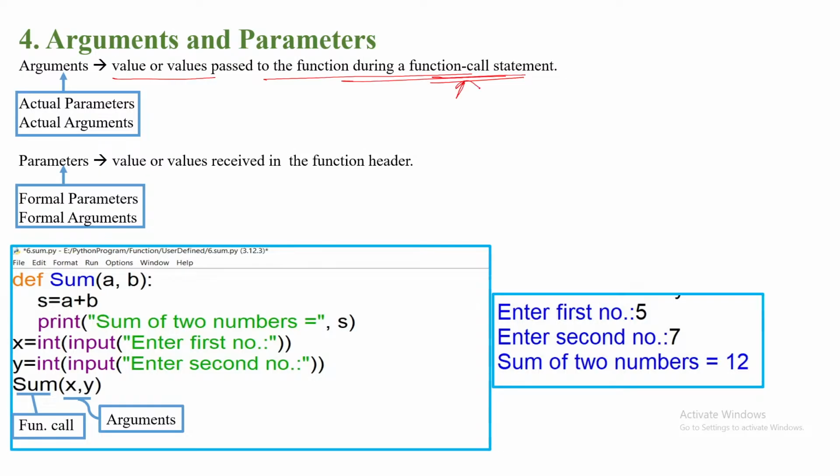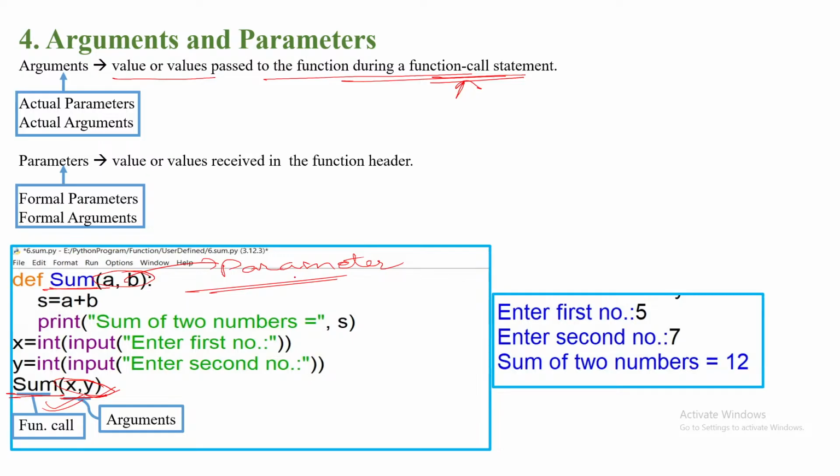Whenever you are calling the function, at that time, just like in this example, x, y, these are called arguments. So here how many values are you passing? 2. So two values are passing, in the function call statement. This is called a function call. And whenever we define the function, it is called the function header. You know that in the function header, if you pass any variable, this is called parameters. See the difference.